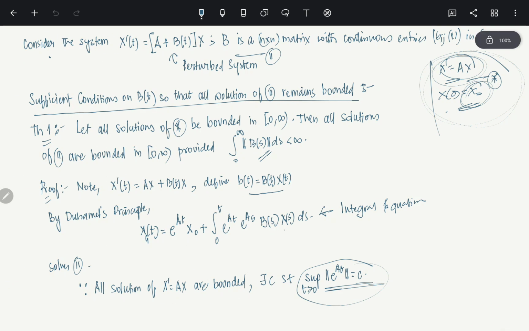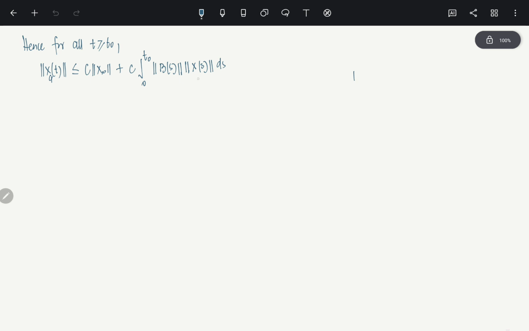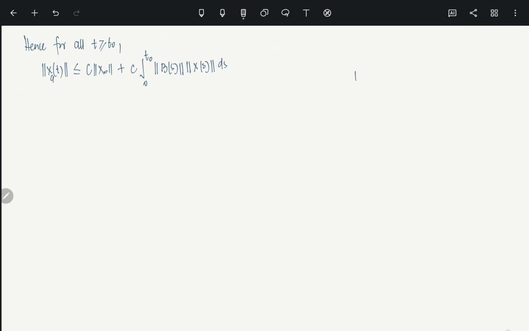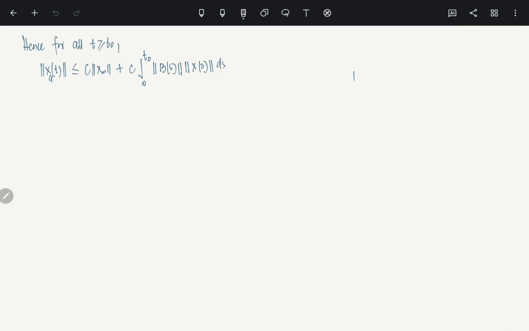See, x of s, b of s, and this whole thing is e to the power A(t minus s), the norm of this. This is always dominated by c, so I can just write it as c times the norm of b of s times the norm of x of s. See, this is what I wrote. Clear? I hope this is clear. Okay, so let me make it cleaner. Okay, now what do we have?